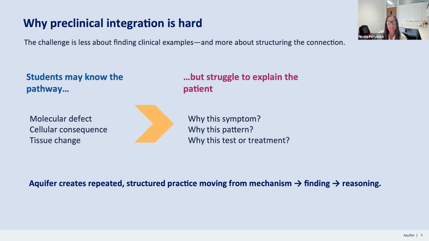Aquifer cases give the patient context, while integrated illness scripts and mechanism of disease maps help learners to make the causal chain explicit. This repeated movement from mechanism to finding to reasoning is the central thread of this webinar.